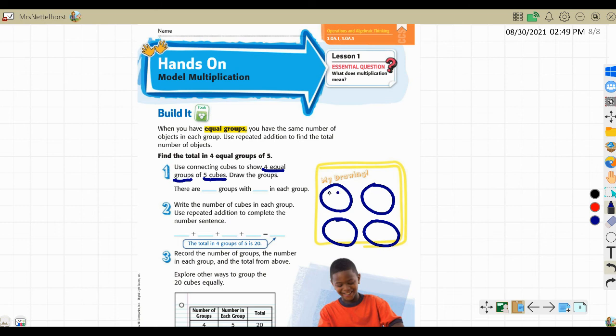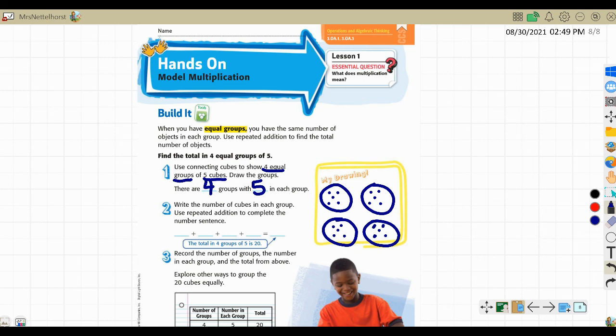So I'm going to draw 1, 2, 3, 4, 5. Again, 5 in each of the next groups. So there are 4 groups. I have 4 circles with 5 in each group.